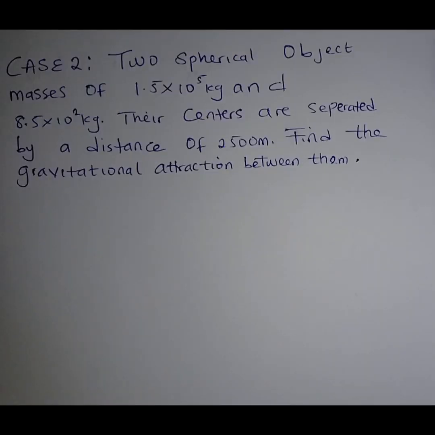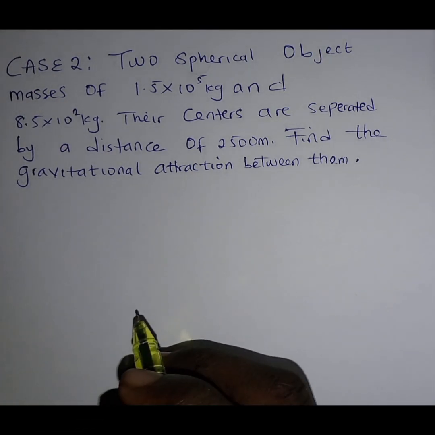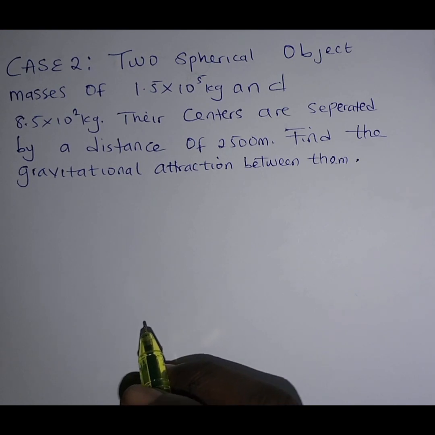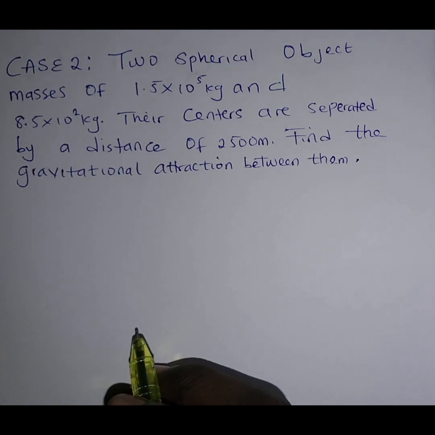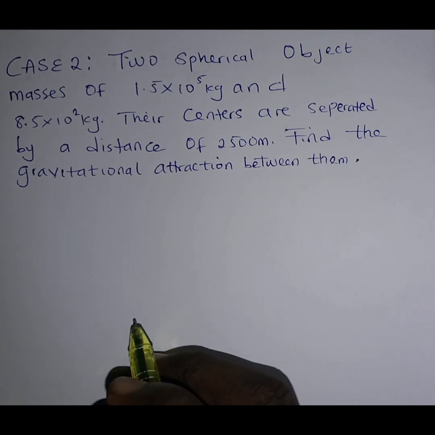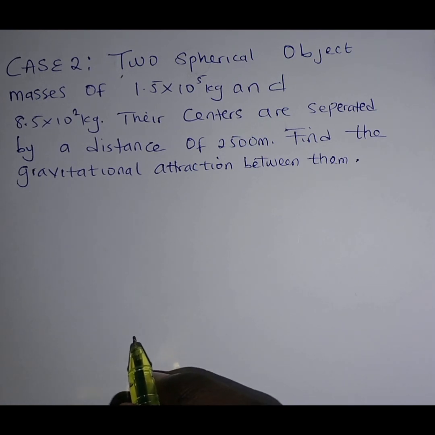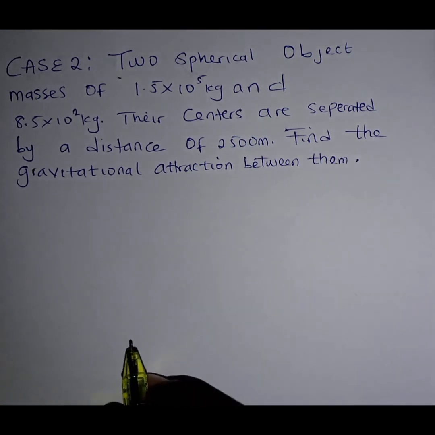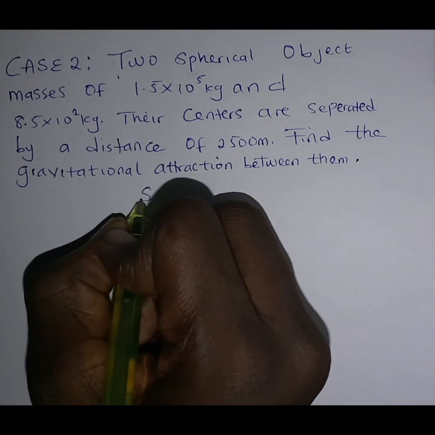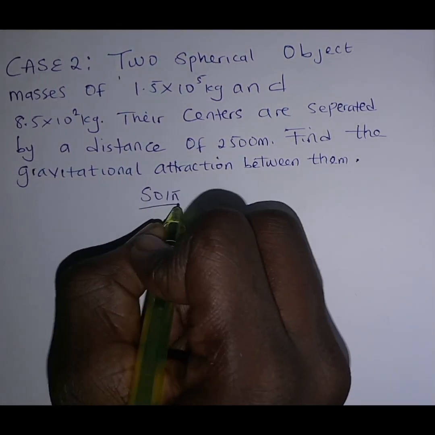Now, case 2, we have two spherical objects with masses of 1.5 times 10 raised to power 5 kg and 8.5 times 10 raised to power 2 kg. Their centers are separated by a distance of 2,500 meters. Find the gravitational attraction between them. Now, solving this is also very easy. Now, we have to write all the parameters we are given.